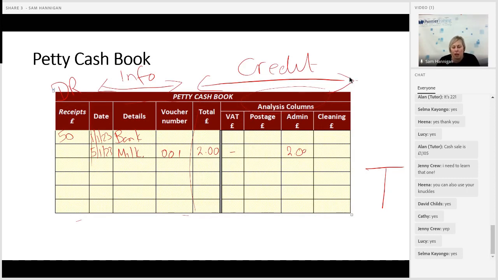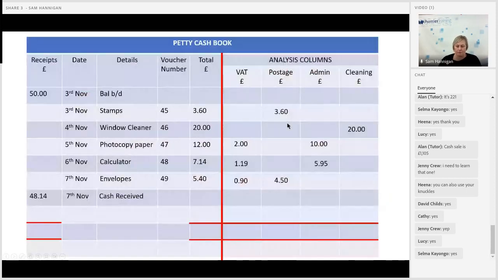So what I'm doing then is I'm analysing it out, but at the end of it, we need to post it to ledger. Because obviously don't forget that postage, admin, cleaning is main ledger account. So we've got to be able to post it. So let's have a look then. So this is a petty cash book. I've got my receipts in, I've done my analysis, and I want to balance it off.